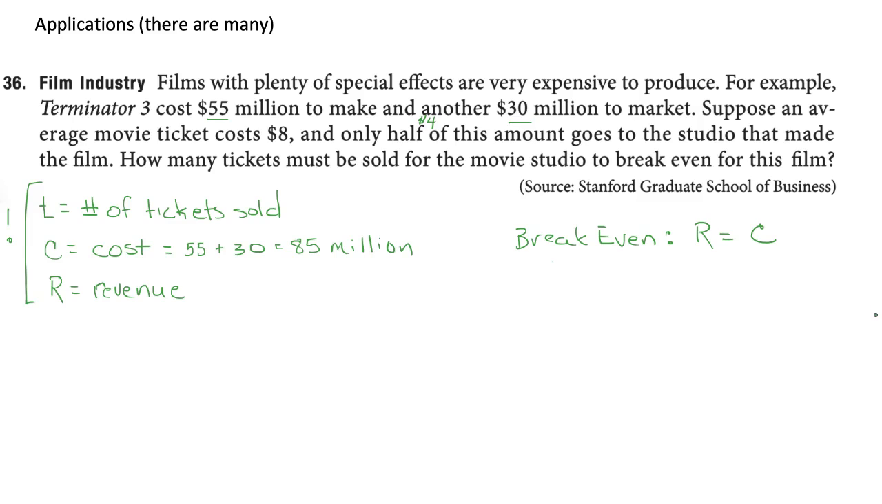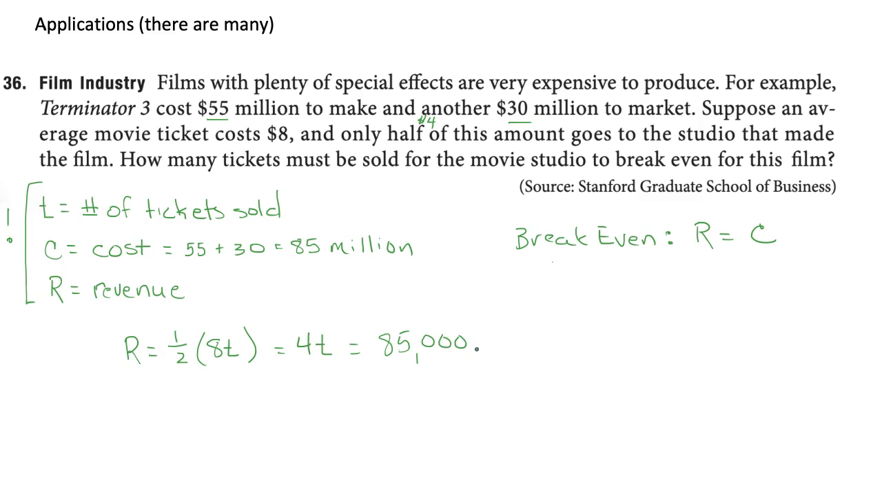That's all it means. So in this case, what is the revenue? Well, they're making money from tickets, and they only make half. So the revenue is half of $8 per ticket, which is $4. They're making $4 for every ticket. So break even means that R must equal C, right? And that's 85 million. So how many tickets must be sold?